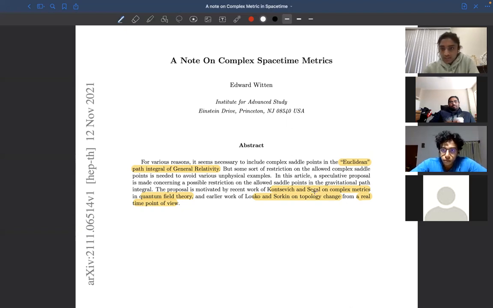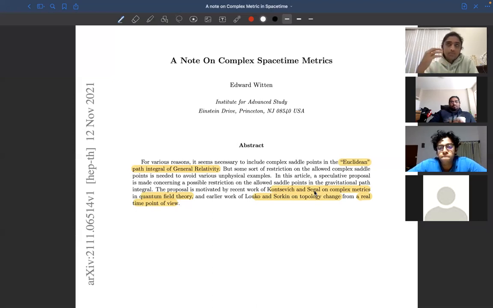So Kontsevich and Segal, these people came up with a criterion which actually allows you to define sensible path integrals or quantum field theories on complex backgrounds. And we'll go into what that criterion was.